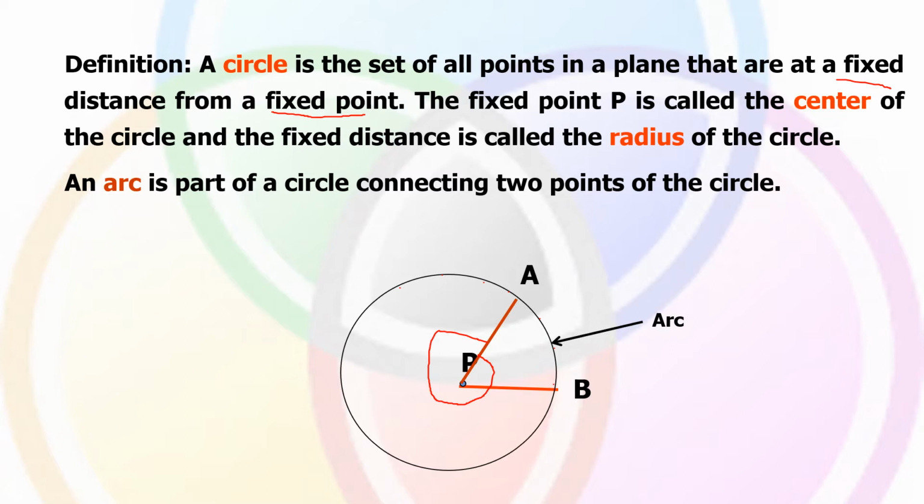Next definition is for the arc. Arc is the part of the circle which is connecting two points of the circle. This is very easy. We have taken 2 points on the circle, A and B, and the portion of the circle which is connecting these 2 points is called the arc of the circle, and we are going to write it as arc AB, like this. This is the arc of the circle which is connecting 2 points on the circle.